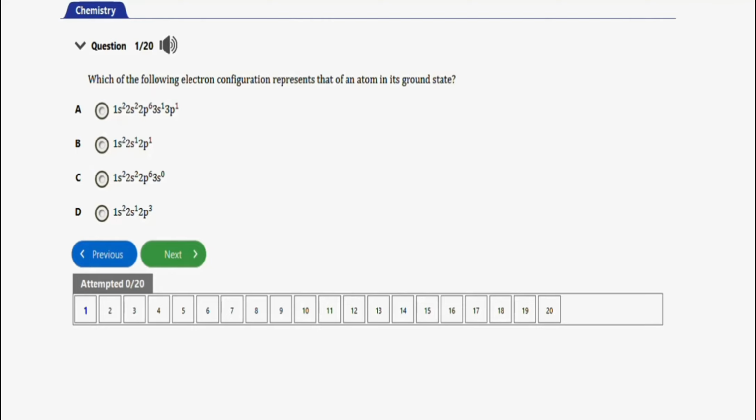Let's get started. The first question I have here says, which of the following electron configurations represents that of an atom in its ground state? So ground state is a state that is not excited. So basically it has to be an inert element which has no excitement. So let's check the one that is inert here, a noble gas. So the one here is this option C: 1s2, 2s2, 2p6, 3s0. So this is neon.